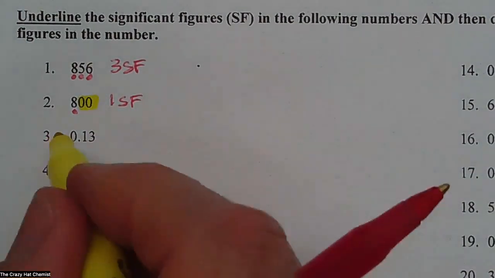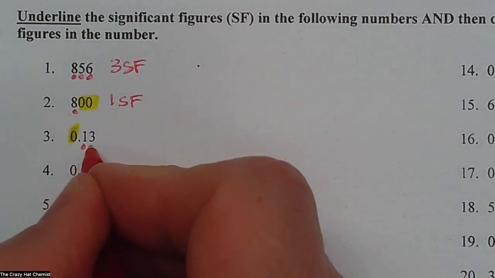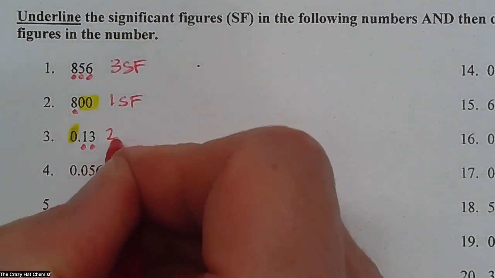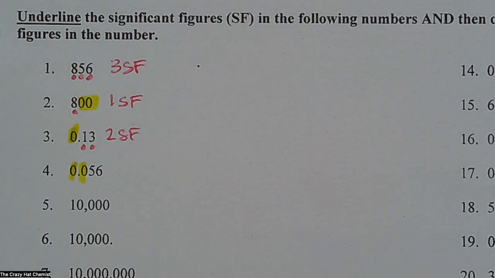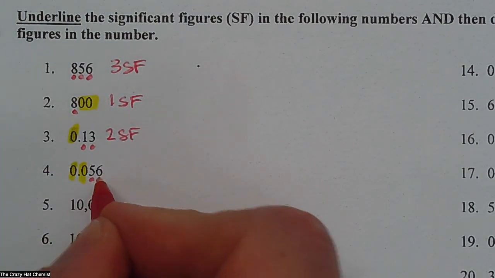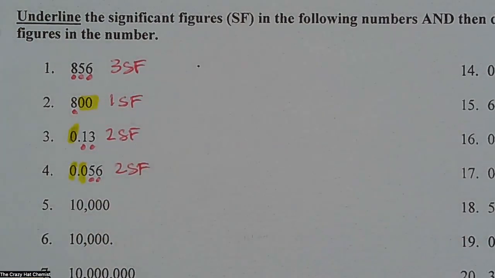Okay, this is a leading zero. Leading zeros never count. The one and the three, they count, so that's two significant figures. There are two leading zeros in this number, and the five and the six are two non-zero integers, and they count for two significant figures.